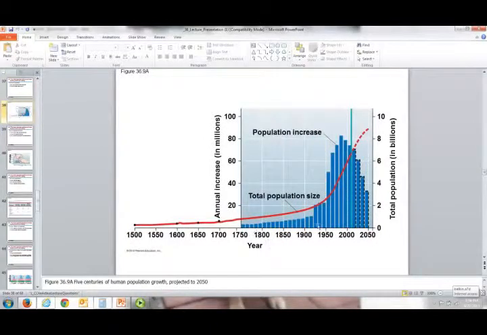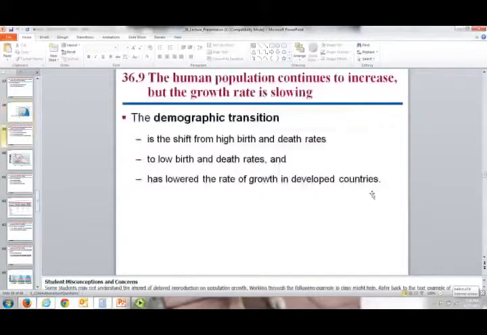So this is showing the human population overall on the entire planet. And then this is the projected here that it's actually going to decrease a little bit. So our rate of increase is slowing, or the rate of growth is slowing. So it's a demographic transition, a shift from high birth rates and death rates to low birth rates and death rates. And it has lowered the rate of growth in developed countries as well.